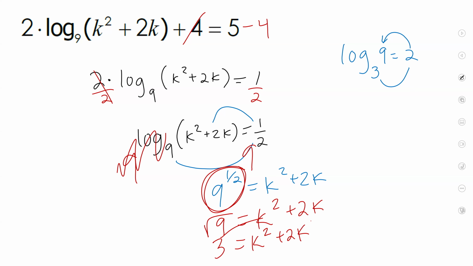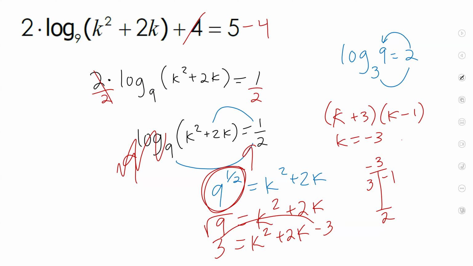Move this 3 over, make it a minus 3, and then factor. You need two numbers that multiply to negative 3, add to 2. 3. Perfect. 3 and negative 1. So your factors are k plus 3 and k minus 1. So we get k equals -3 and +1.